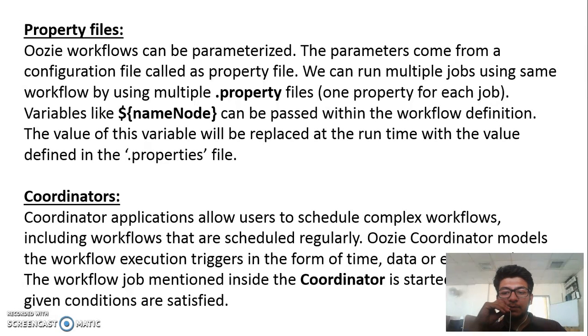Now these triggers can be in the form of time, data, and event predicates. For example, if we need to specify some execution only after a particular event, then we can employ a coordinator for that purpose, and we can ensure that when a particular event occurs, only then a particular execution should take place. Then we can use a coordinator for that purpose.